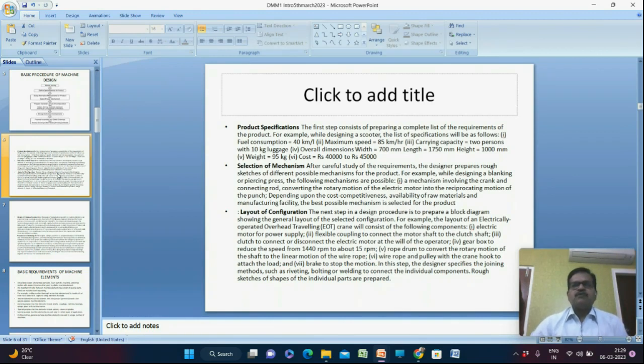Depending upon the cost competitiveness, availability of raw materials and manufacturing facility, the best possible mechanism is selected for the product. So here there might be several such mechanisms which can be used for the particular application, but based on the cost competitiveness, based on the energy efficiency, and based on the availability of the raw materials and manufacturing capacities, we are going to choose a particular mechanism.